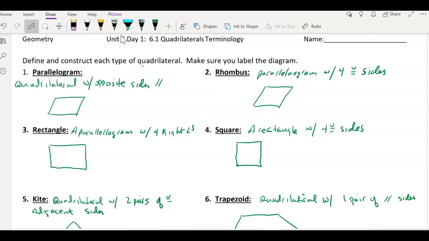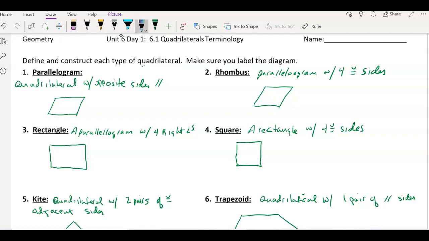All right, quadrilaterals day one. This section is just going through all the different types of quadrilaterals you will work with. You probably know a lot of them, but we're going to define them in a way that will help us throughout the chapter. Okay, first off, a parallelogram is a quadrilateral with opposite sides parallel.